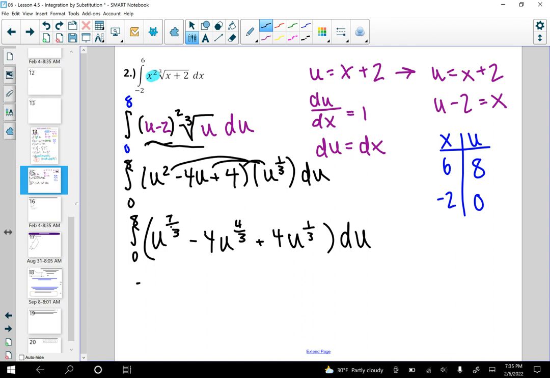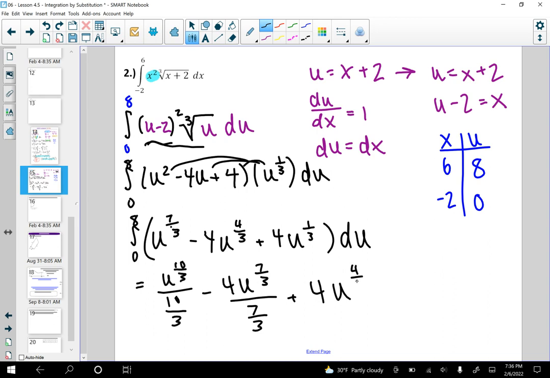Now this doesn't look so bad to antiderive. Okay, here we go. U to the 7/3. Add 1 to the power. That'd be 10/3. Divide by the new power. U to the 4/3. Add 1. That'd be 7/3 to the power. Divide by the new power. Okay, u to the 1/3. Add 1. That'd be 4/3. Divide by the new power. And then our bounds of 8 and 0.